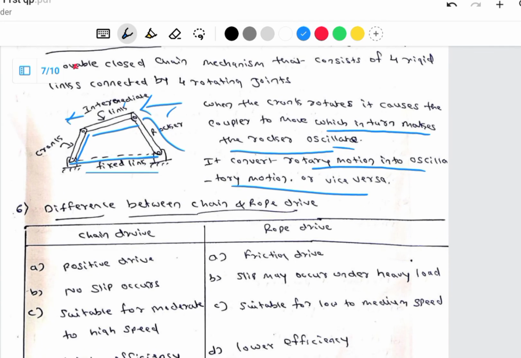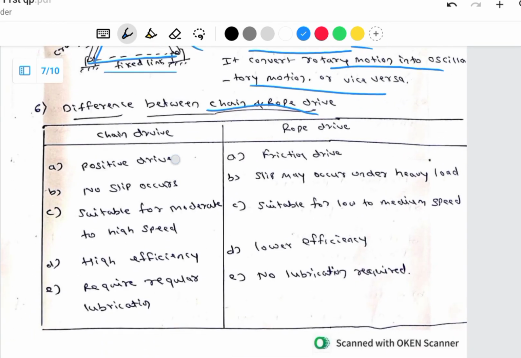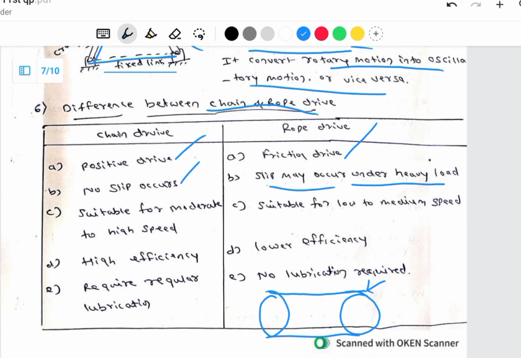Okay, difference between the chain and rope drive. The chain drive is a positive drive, and the rope drive is a friction drive. No slip occurs in the chain drive. Whenever you have two wheels and join them with the help of a chain, there will be no slip. If you are using the belt, initially it may slip. Slip may occur under heavy loads also. If there is a heavy load, the belt may slip. So there is no slip in the chain drive, as it is a positive drive.